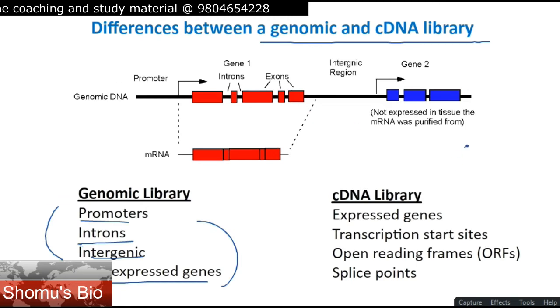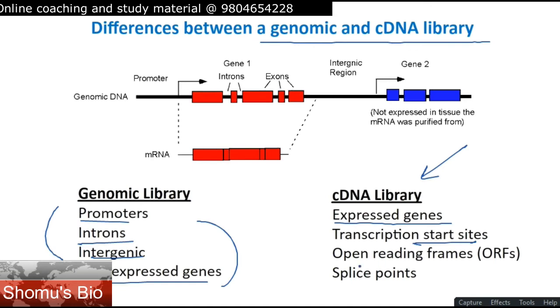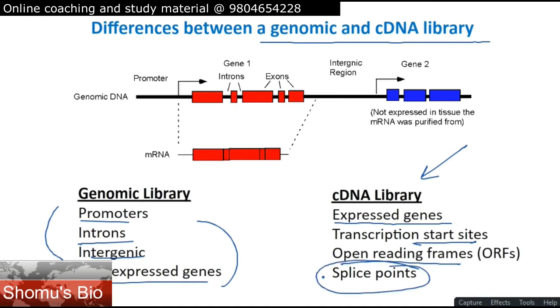And when we are talking about a cDNA library, it carries only expressed genes, transcription start sites, open reading frames, and splice points. Nothing else. So these are the things that they actually carry. That is one big difference between a genomic DNA library and a cDNA library.